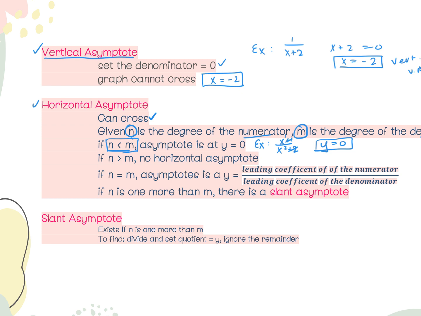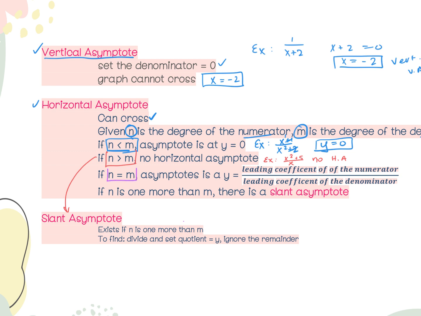In the second case, what happens when n is greater than m? Well, an example of that would be something like x squared plus 5 over x. And in this case, there's going to be no horizontal asymptote, okay? Now, when there's no horizontal asymptote, you're going to have a slant asymptote, and we're going to talk about that after, okay?